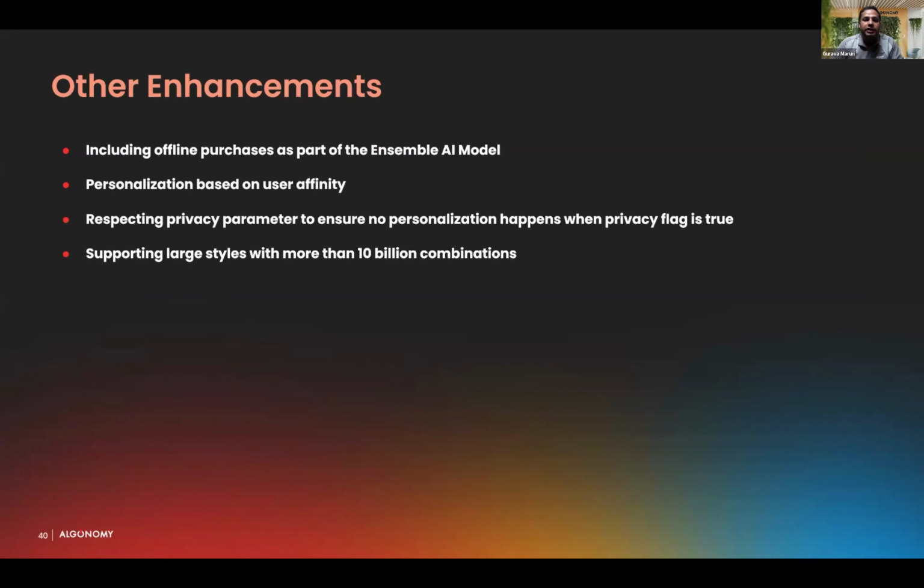And some of the other enhancements include, we started including offline purchases into the ensemble model to improve the quality of the outfits and also use the purchase behavior of the shoppers as part of the model. And included personalization based on user affinity. Now all the ensembles are personalized when the shoppers are looking at it based on user affinity configurations. And we also respect the privacy parameter. So if somebody doesn't want the personalization to happen and passes the privacy flag, we do not do the personalization of the outfits for them.